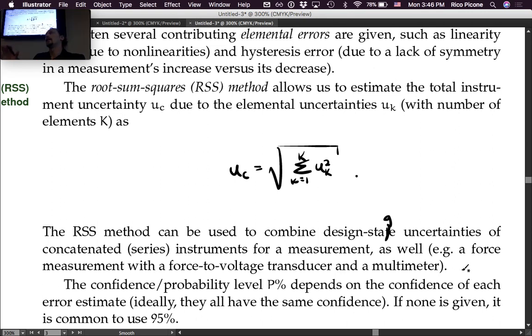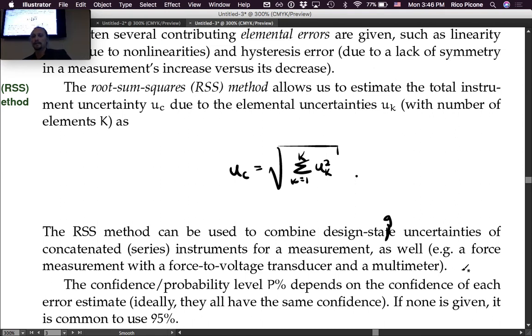You're taking a force in to the transducer, and it outputs a voltage. So there's some uncertainty associated with that device. And then you have a multimeter that's measuring that voltage, which also has its own uncertainties. So you can estimate the propagation of that uncertainty by using this RSS method.